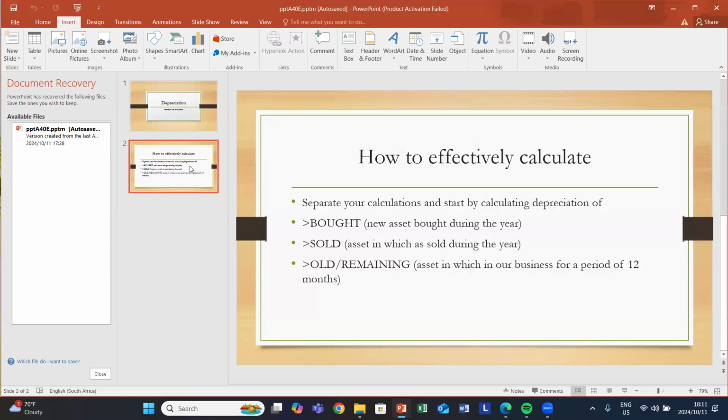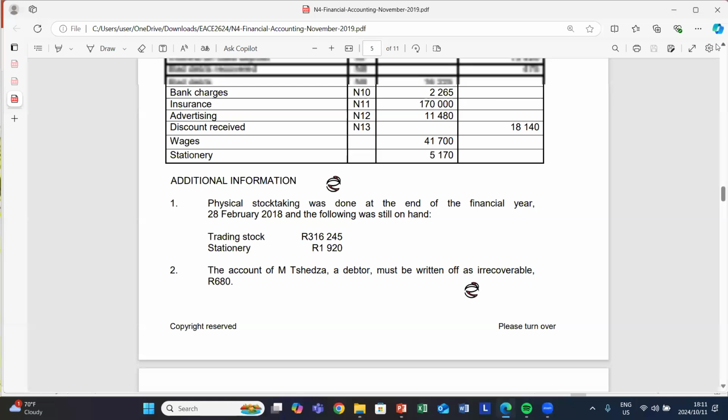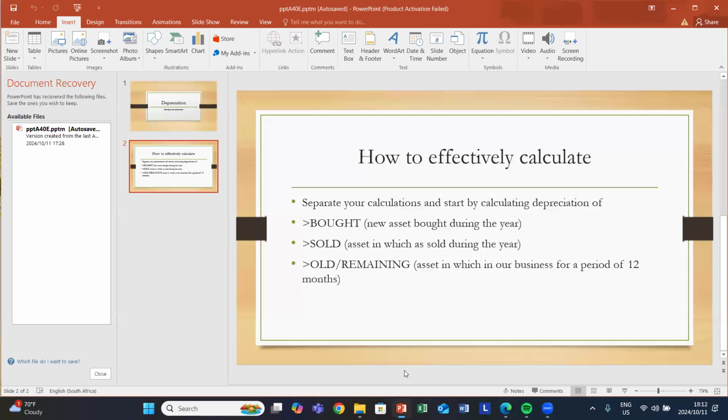So maybe let's do a question paper. Maybe a question paper might be effective in this situation for us to be able to understand our depreciation. So let's look at that information. And remember, when it comes to depreciation, your financial year will be imperative. Remember that I said that you should segregate them: bought, sold, or remaining.